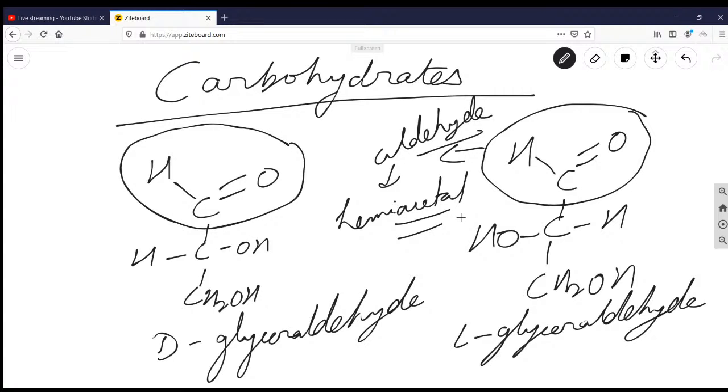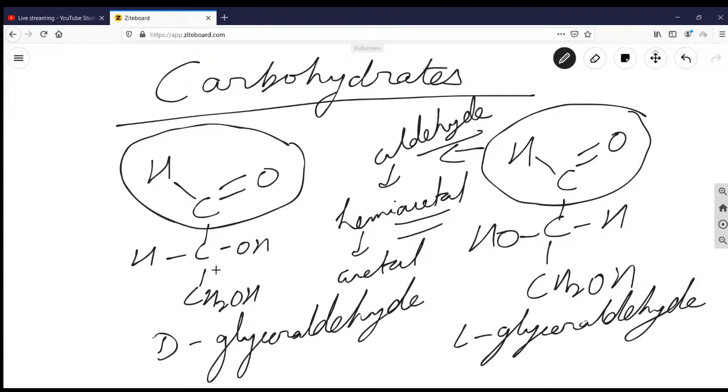But when these two combine together, it gets further oxidized. It becomes acetal, from hemiacetal to acetal. Or if they have a ketone group, they'll be known as hemiketal. If they're further oxidized, they'll be known as simply ketal. Okay, so this is the Fischer projection.